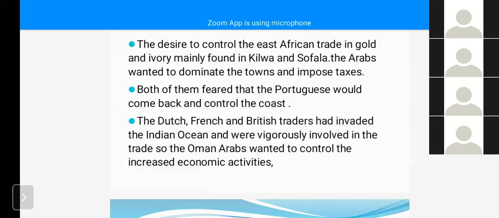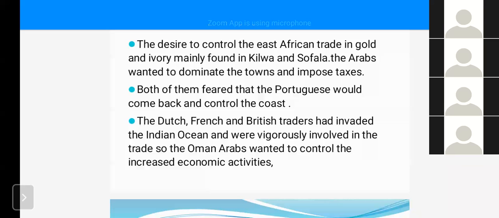In the next one, we are looking at the Dutch, the French, and the British traders that had invaded the Indian Ocean. And here, what had made them invade it? It is because of the prosperous trade that was going on.